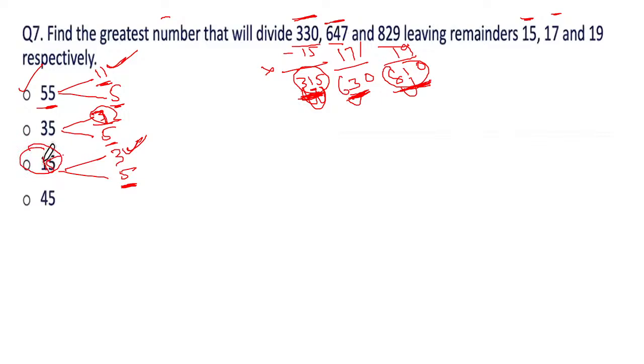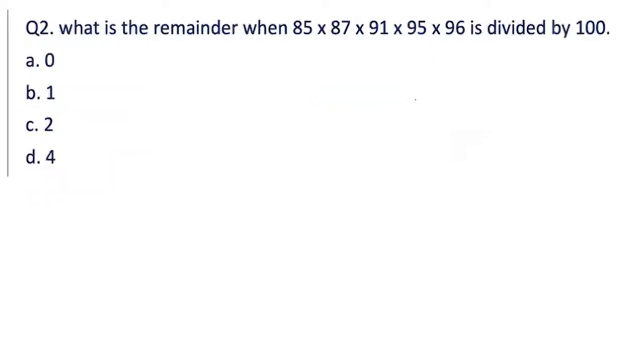Very important question. This is purely based on the divisibility rules. I hope you have seen my divisibility rules video also. First, subtract the remainders from the given numbers. Then this number should divide all the numbers. That's it. Okay, ready? And look at this one.